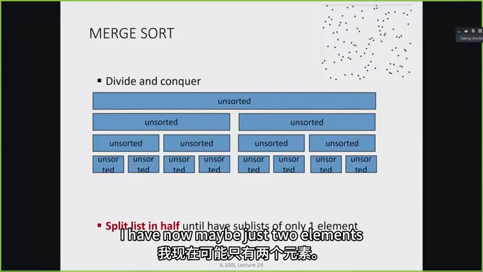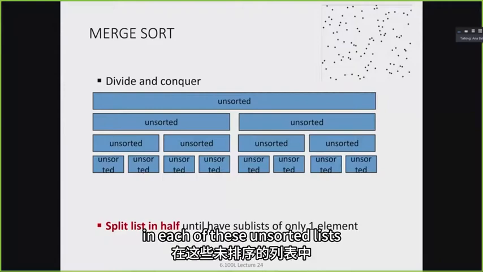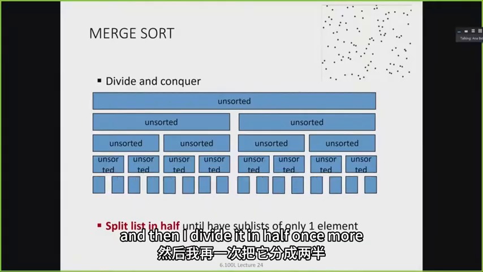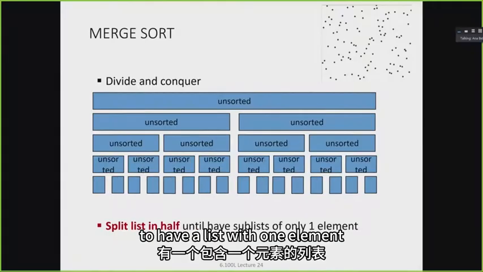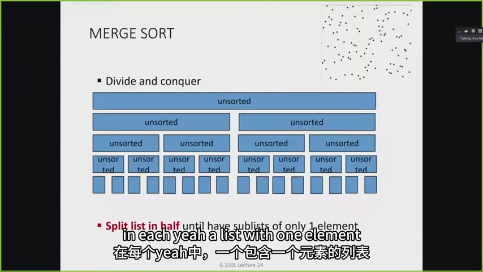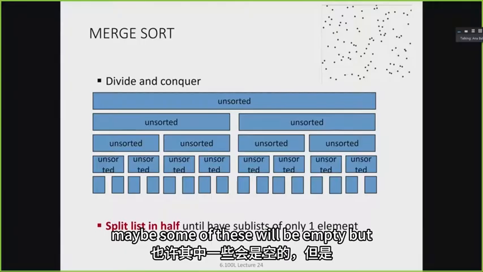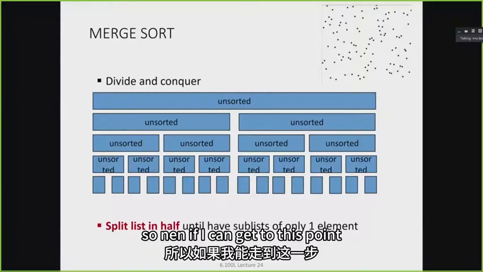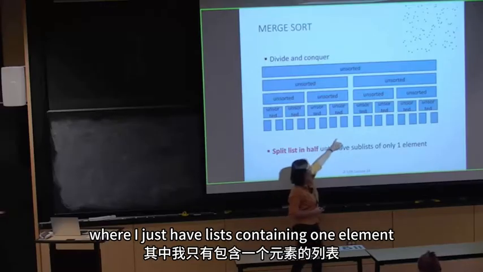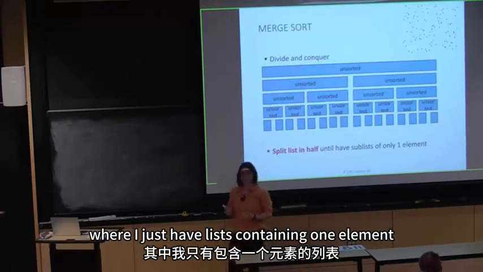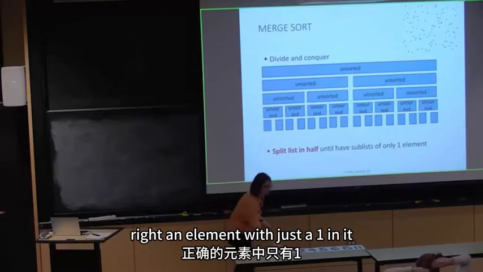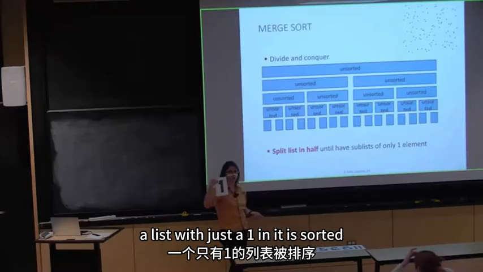I have now maybe just 2 elements in each of these unsorted lists. There's no guarantee that they're sorted. And then I divide it in half once more to have a list with 1 element in each. Maybe some of these will be empty, but you know. So then if I can get to this point where I just have lists containing 1 element in each list, those lists themselves are sorted, right? A list with just a 1 in it is sorted.